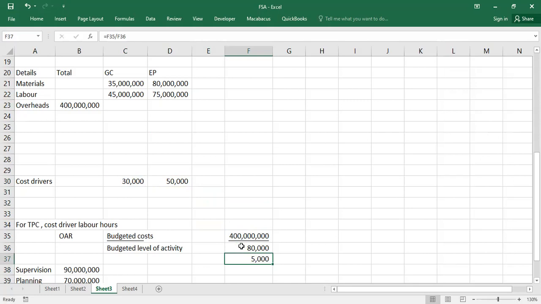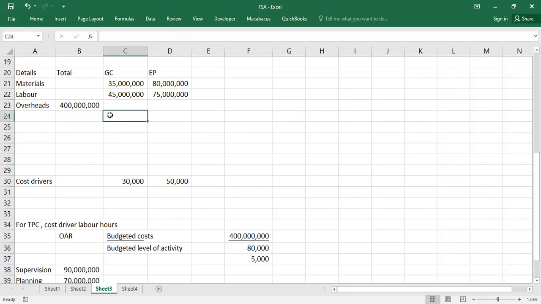So for TPC, why it's generalized, for starters, is because the cost driver is the same. They're going to use labor hours for supervision, labor hours for planning and the other, the same. So that's why most of the time they usually try to generalize it. But in case they ask you for supervision alone, how much it took to GC, you may have to redo it. So having said that, we come and absorb.